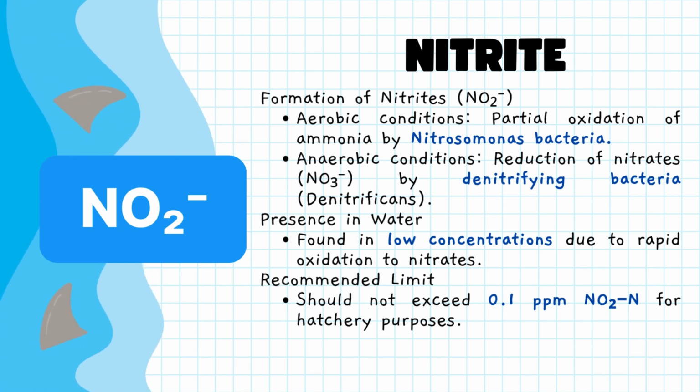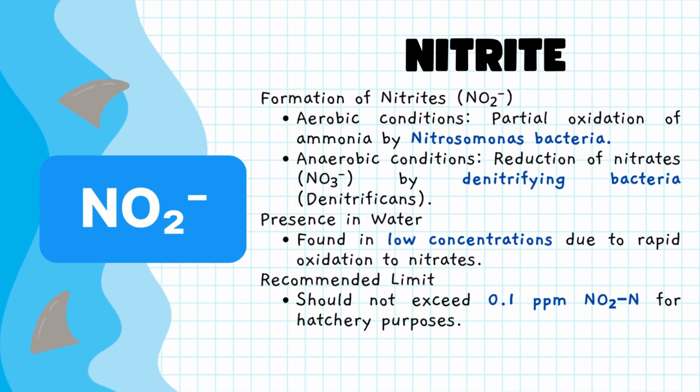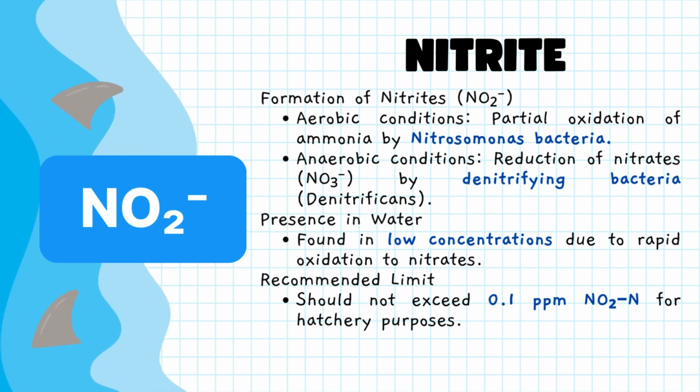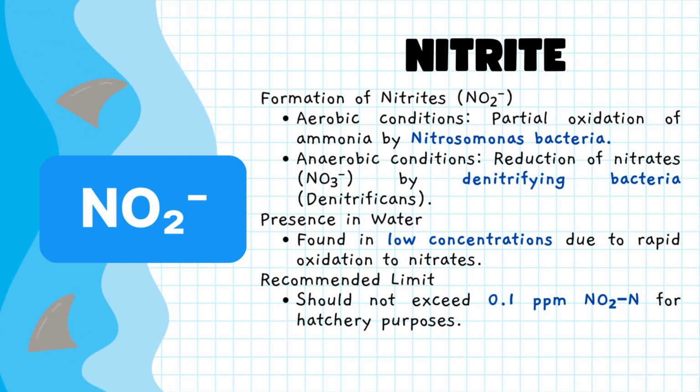So how do we control the nitrites? We have to first improve the aeration to enhance oxidation of nitrites to nitrates. Second, we have to increase water circulation to prevent accumulation. And then, maintain a healthy nitrifying bacterial population in the biofilters.